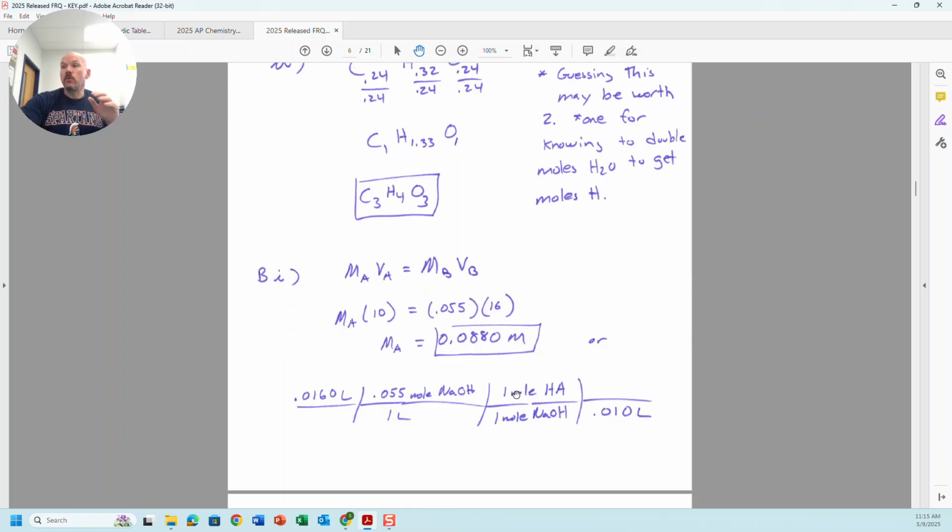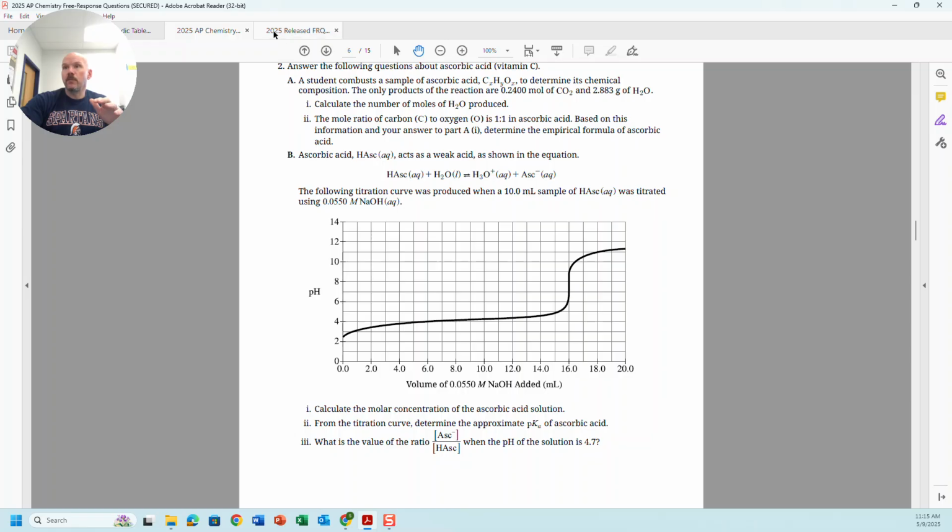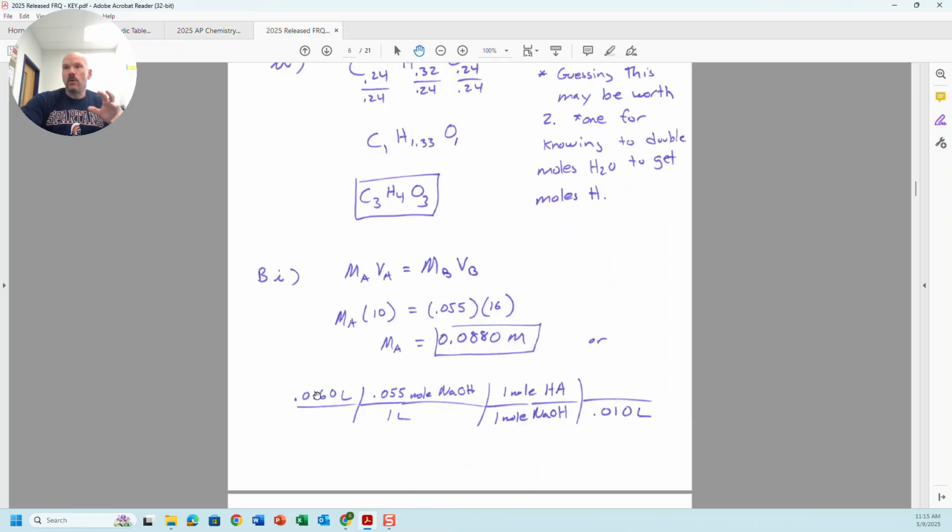Okay. Now, if you wanted to do it the stoichiometry way instead of MAVA equals MBVB, again, we'd have to get that 16 milliliters for the equivalence point, and we would do 0.016 liters times the molarity of sodium hydroxide. Remember, liters times molarity equals moles, times the 1-to-1 ratio with the acid, and then that would give us moles of the acid we had originally in our container, and then we would divide by the volume of the original acid solution that was measured, which was 10 milliliters, so divide by 0.01 liters, and we would get the same answer.